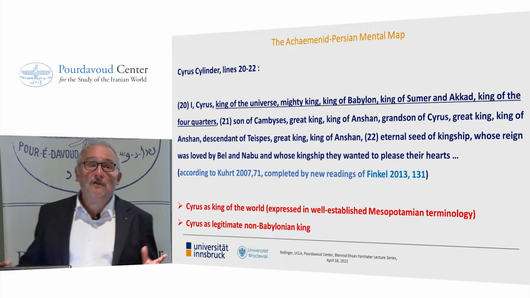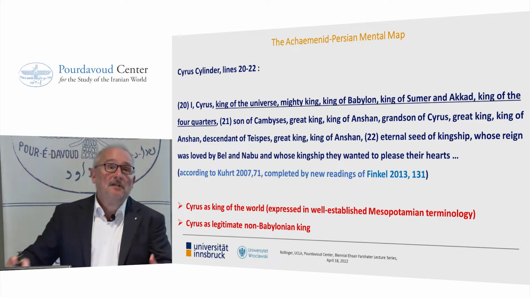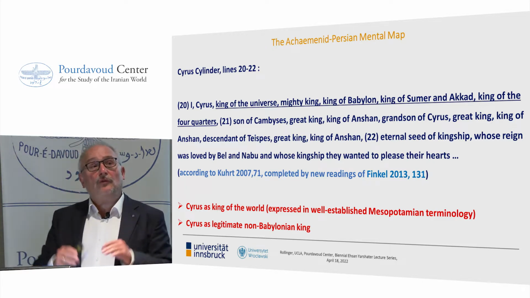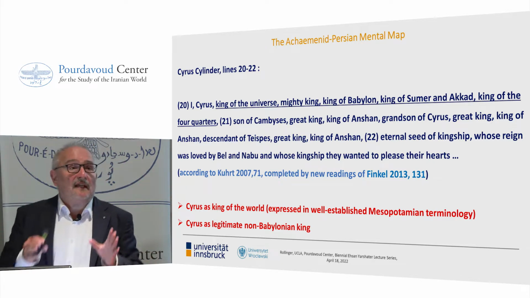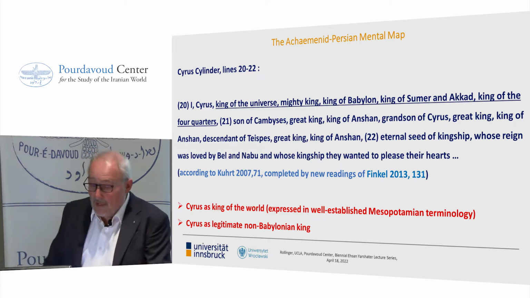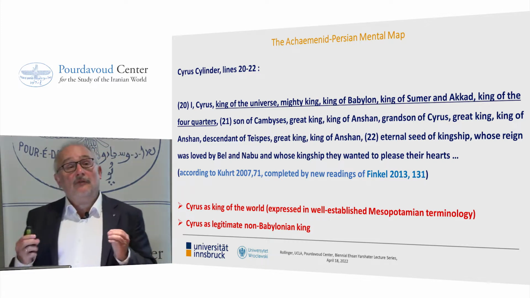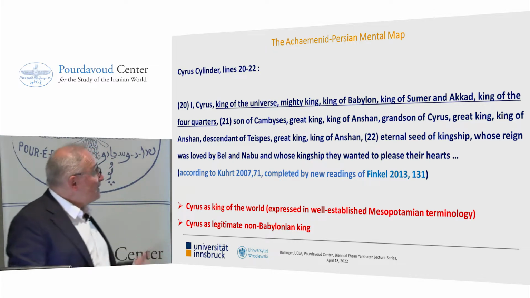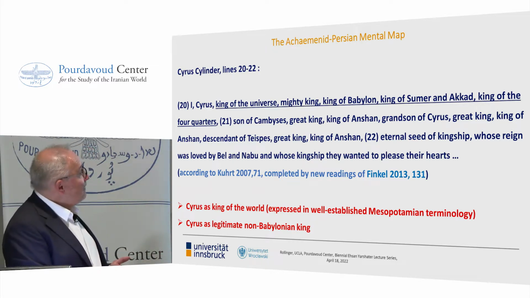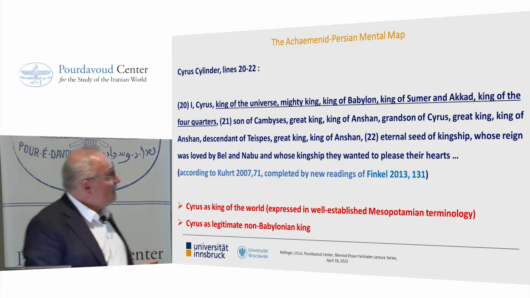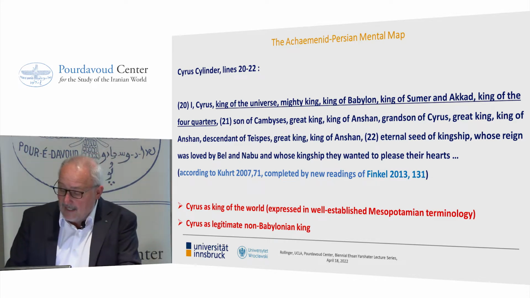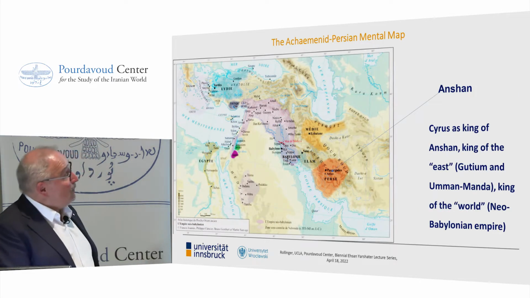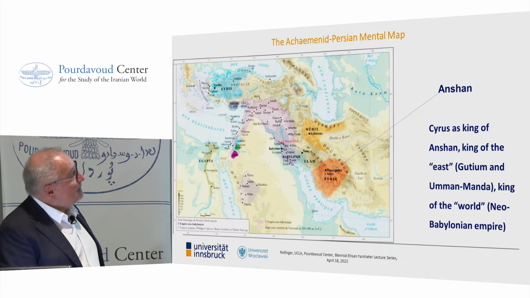This is also an age-old conception within Babylonia, originating already in the 3rd millennium BC, where the world is thought to be divided into four quarters. And if you rule all these four quarters, you are really the one who is able to claim world dominion. So Cyrus is a legitimate king again, but he is a non-Babylonian king, as we have already seen. And this non-Babylonian king, of course, refers to the place of his origin.